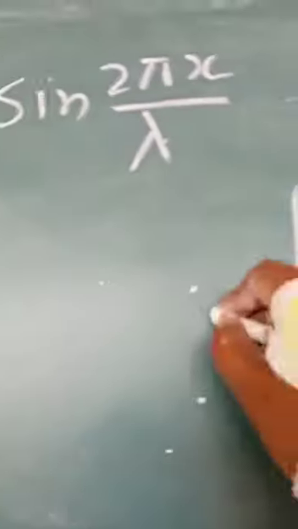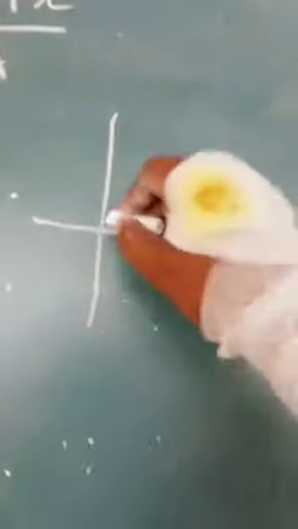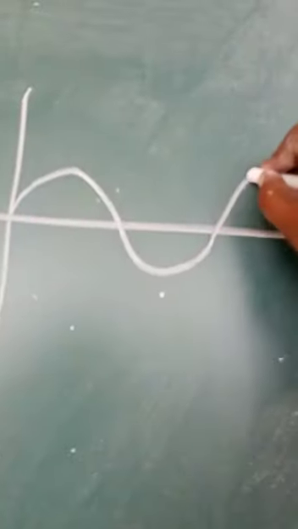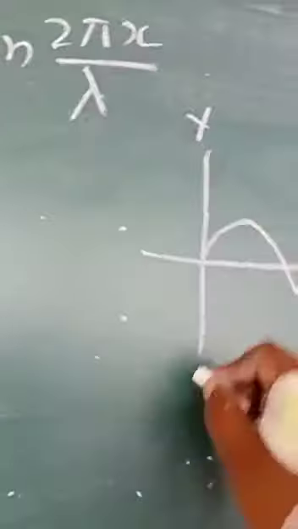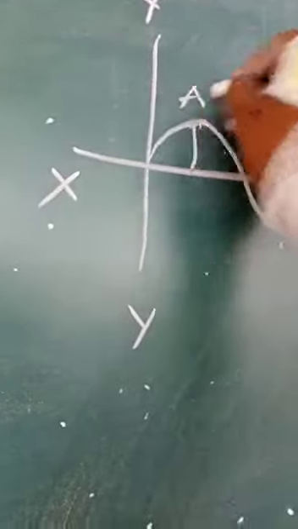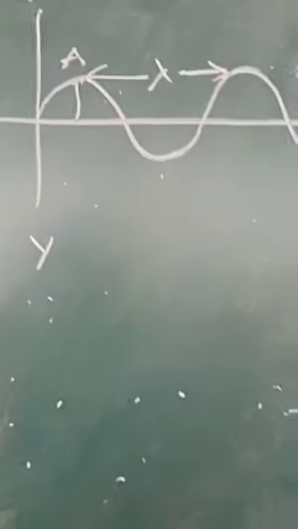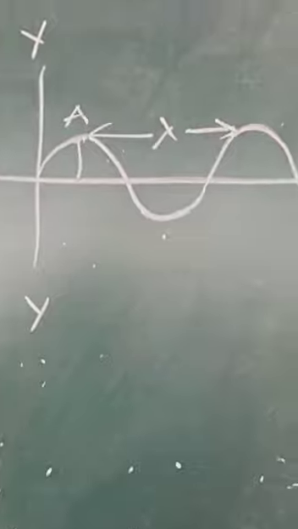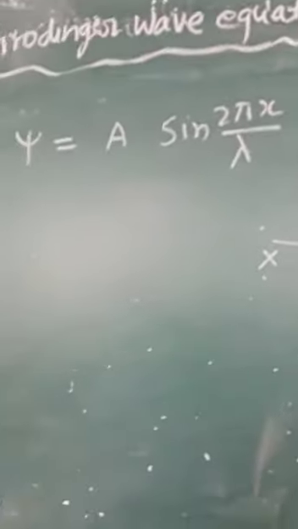Psi is equal to A sin 2 pi x by lambda. This is the wave function for a moving electron. Here you see the wave-like motion of an electron. This is the y-axis, this is the x-axis, this is the amplitude A, and this is lambda, the wavelength of the moving electron. If mass m, velocity v, psi is given by A sin 2 pi x by lambda. This is equation first.